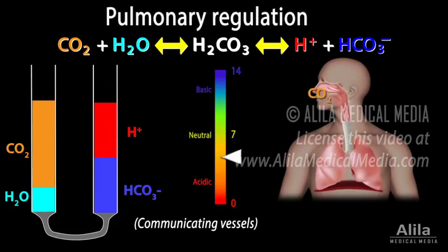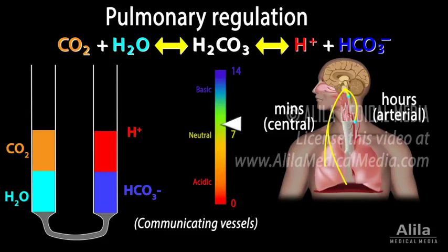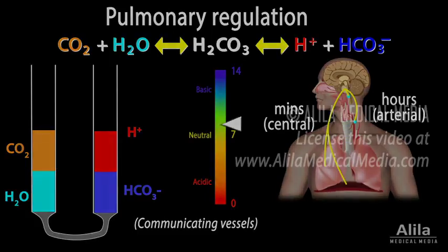Elimination of carbon dioxide through exhalation. The amount of carbon dioxide exhaled by the lungs is regulated in response to changes in acidity. A decrease in pH is sensed by central or arterial chemoreceptors and leads to deeper, faster breathing. More carbon dioxide is exhaled, less hydrogen is made, blood acidity decreases, and blood pH returns to normal. Pulmonary regulation is fast, usually effective within minutes to hours.